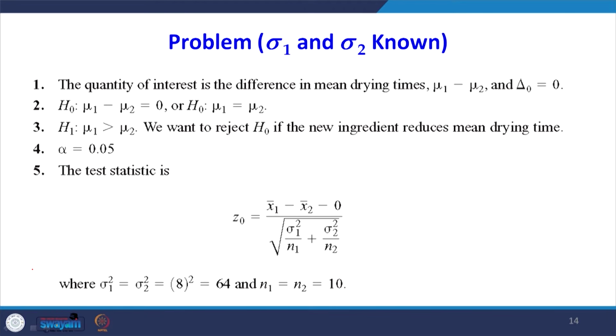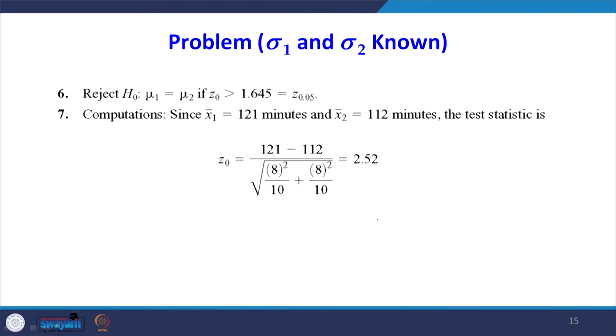Test statistic is x1 bar minus x2 bar minus (mu 1 minus mu 2), that is 0, divided by root of sigma 1 square by n1 plus sigma 2 square by n2. Standard deviation is given 8, so the variance is 64. The sample size n1, n2 equal to 10. When you supply sigma 1 square, sigma 2 square, n1 and n2 in this formula, the rejection rule is: if mu 1 equal to mu 2, that is the null hypothesis, reject H naught if the test statistic is greater than 1.645. How did we get this 1.645?